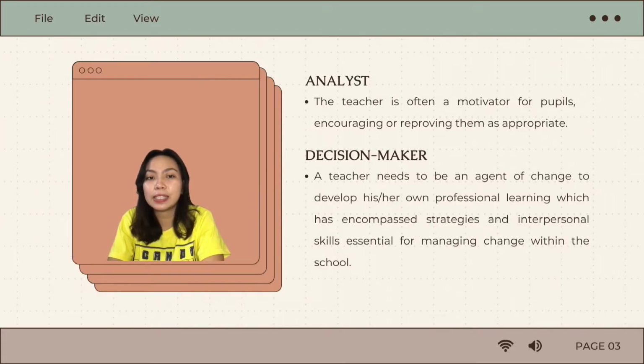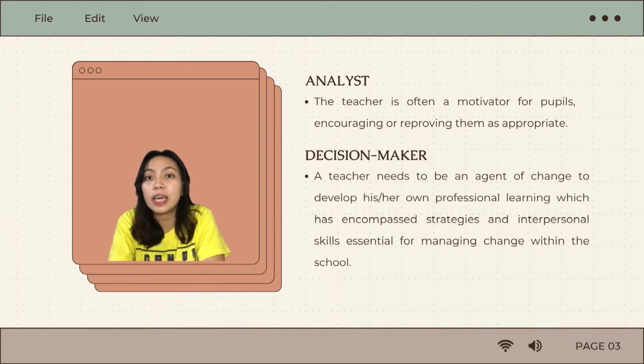Next is the analyst. The teacher is often a motivator for pupils, encouraging or reproving them as appropriate. The teaching or learning process is basically and essentially interaction between the teacher and students. Also, the role of the teacher as a social agent is an important part of the learning process.